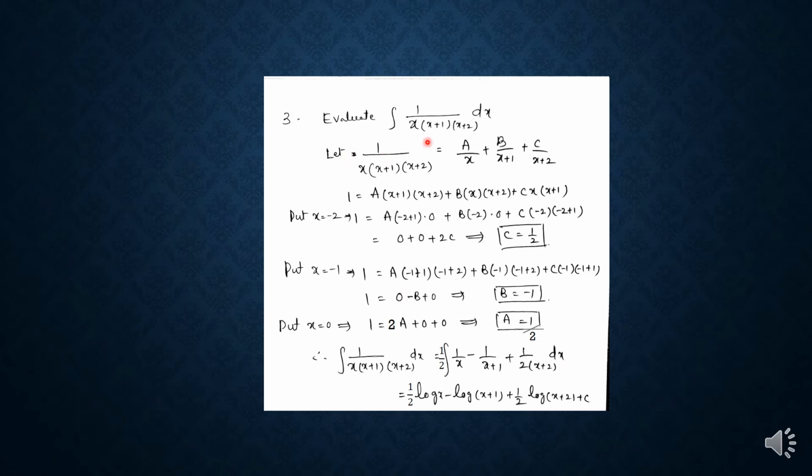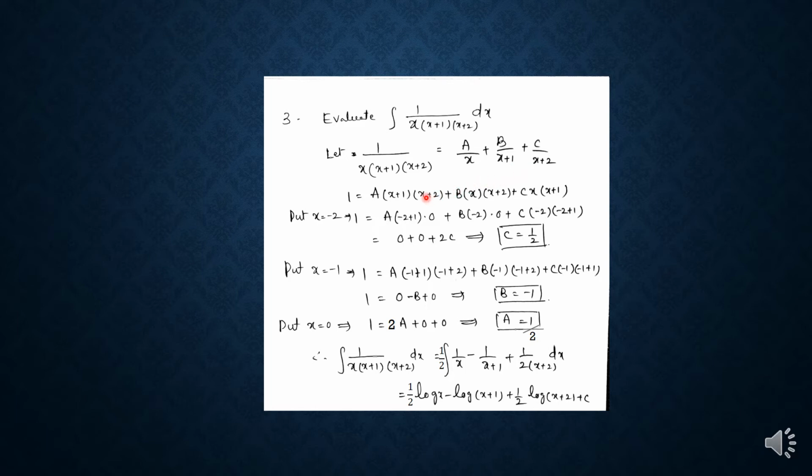Evaluate integral 1 by x into x plus 1 into x plus 2 dx. So here the given integrand is 1 by x into x plus 1 into x plus 2. This can be resolved into partial fractions as a sum of three functions, because in the denominator we have three linear factors: x, x plus 1 and x plus 2. So we are taking three constants, that is a by x plus b by x plus 1 plus c by x plus 2.